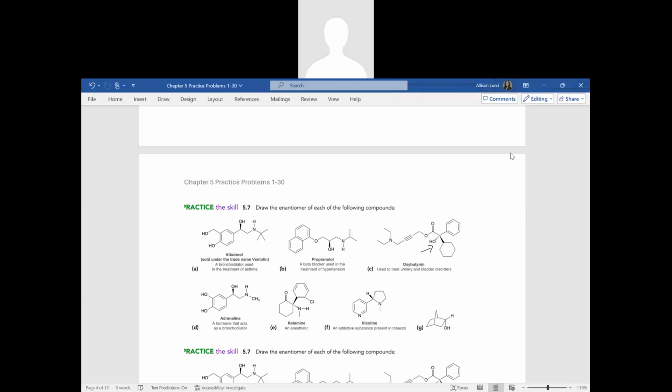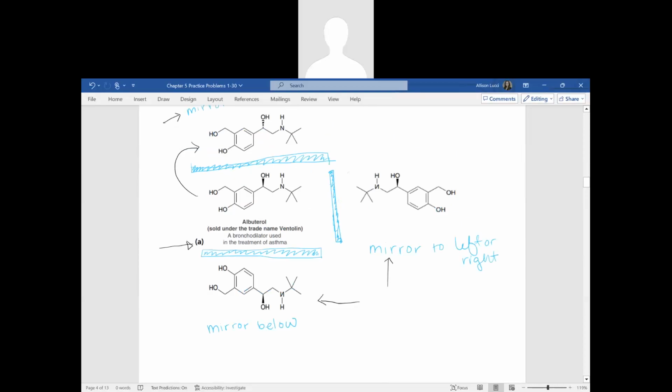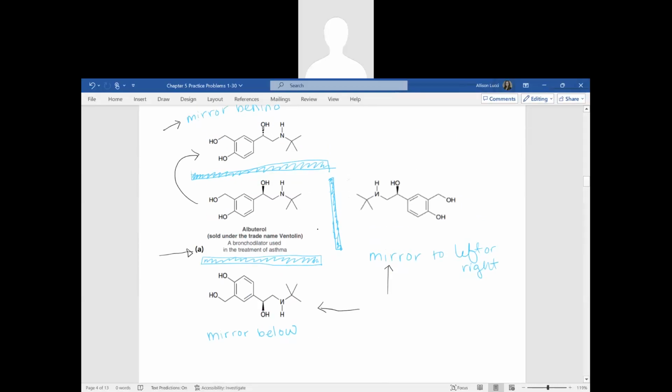And I just want to review that each of these three structures is the same structure. It's just a different reflection of our original compound. So all three of these represent the same enantiomer.